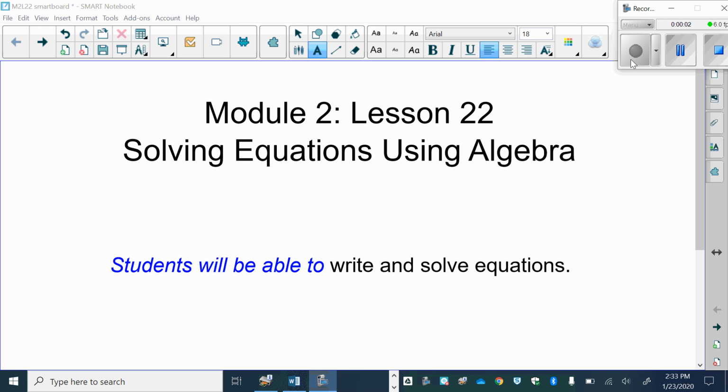Hi everybody, Module 2, Lesson 22, Solving Equations Using Algebra. Students will be able to write and solve equations.